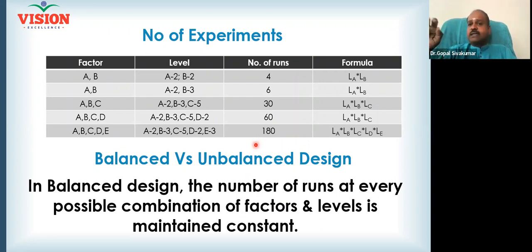Temperature 60 degrees Celsius, temperature 80 degrees Celsius. So how many levels for temperature? 2 levels. At 60 degrees Celsius, I have done 3 experiments. At 80 degrees Celsius also, I do 3 experiments. Now my design is balanced. But if at 60 degrees Celsius I have done 3 experiments, and at 80 degrees Celsius only 2 experiments, now my design is unbalanced. Hope all of you understand. For balanced design, you will be using the balanced ANOVA for analysis. If the design is unbalanced, we will go for unbalanced ANOVA.